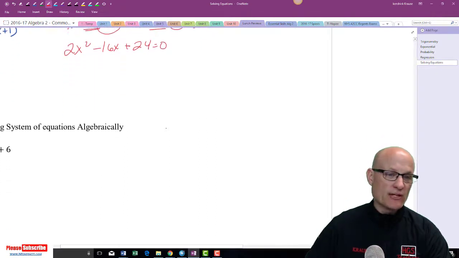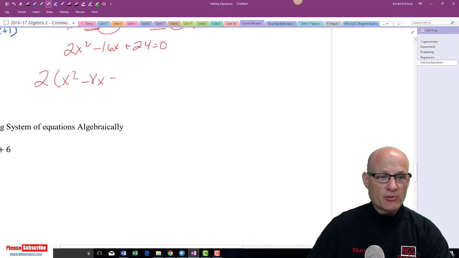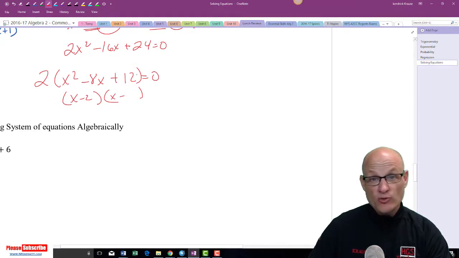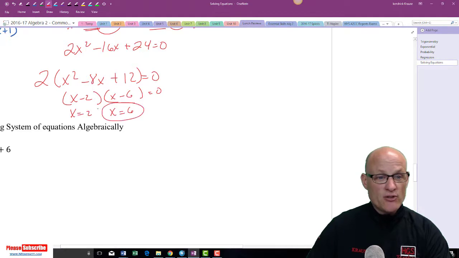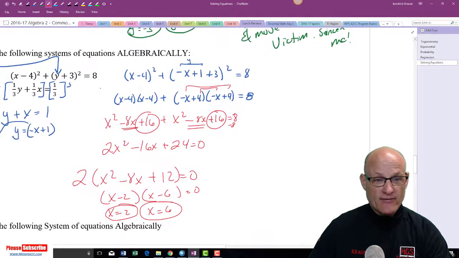Take a 2 out just to make your life easier. x squared minus 8x plus 12 equals 0. Factor this sucker. x minus 2, x minus, no, yes, x minus 2 and x minus 6. So my two x answers are x equals 2 and x equals 6. Don't be a loser and forget the y values.